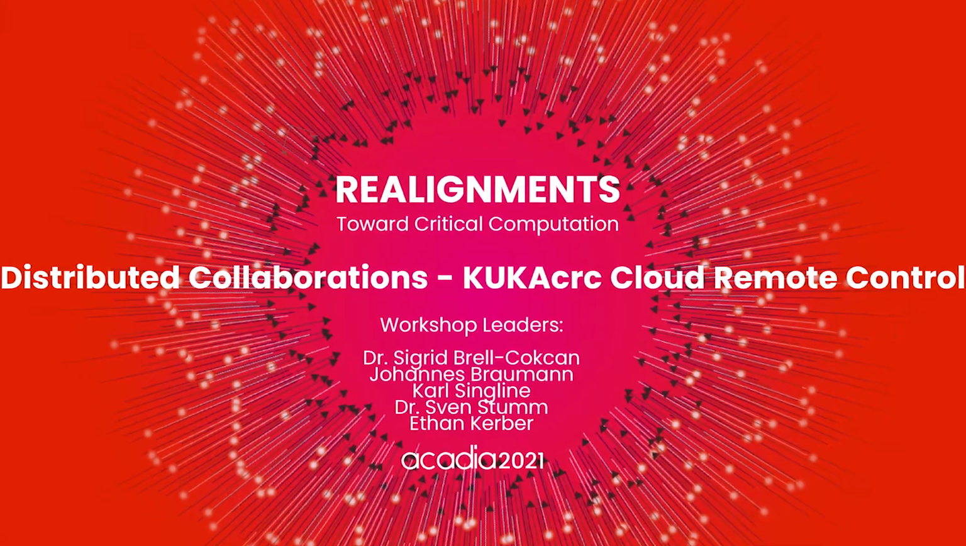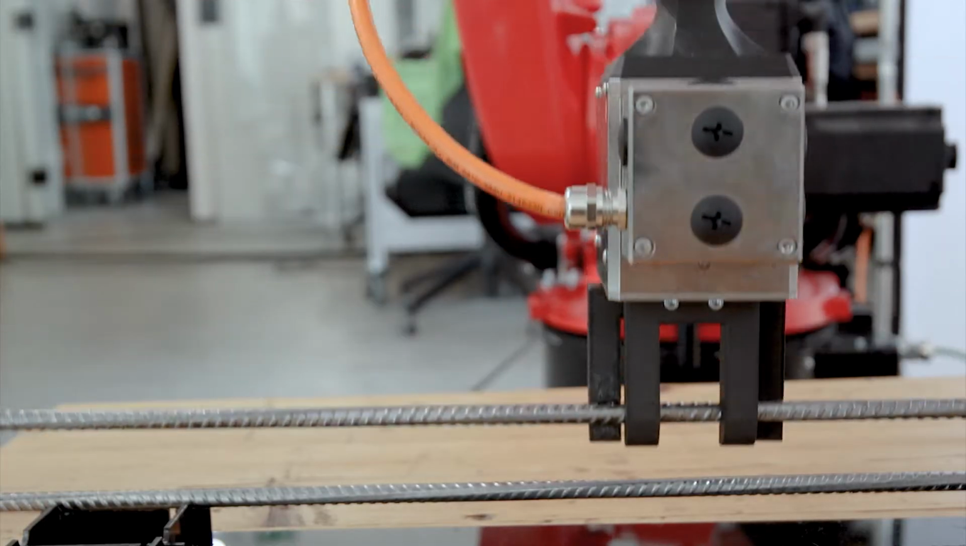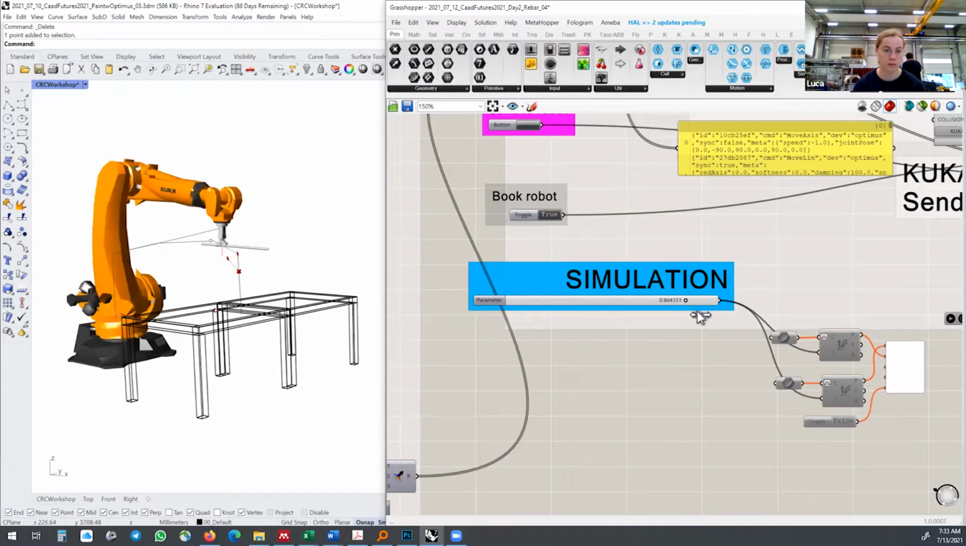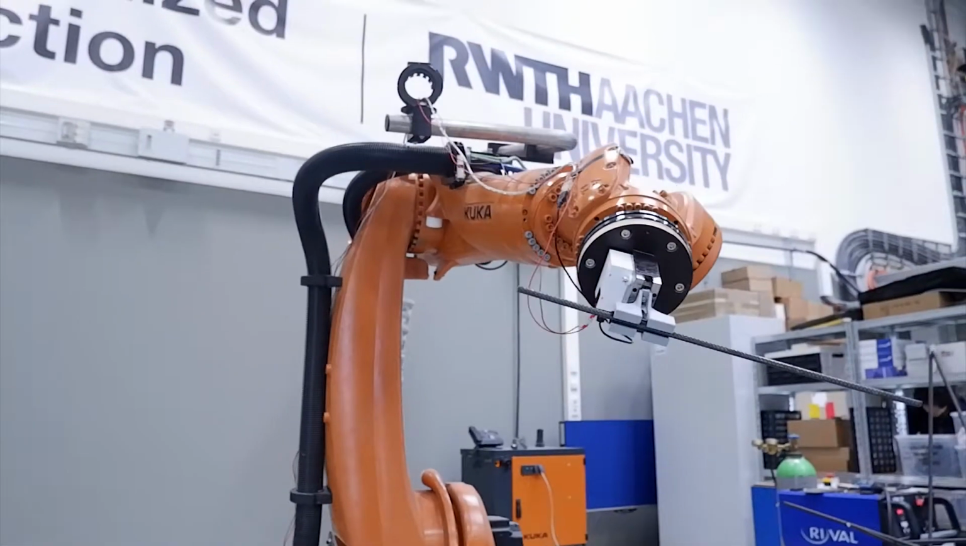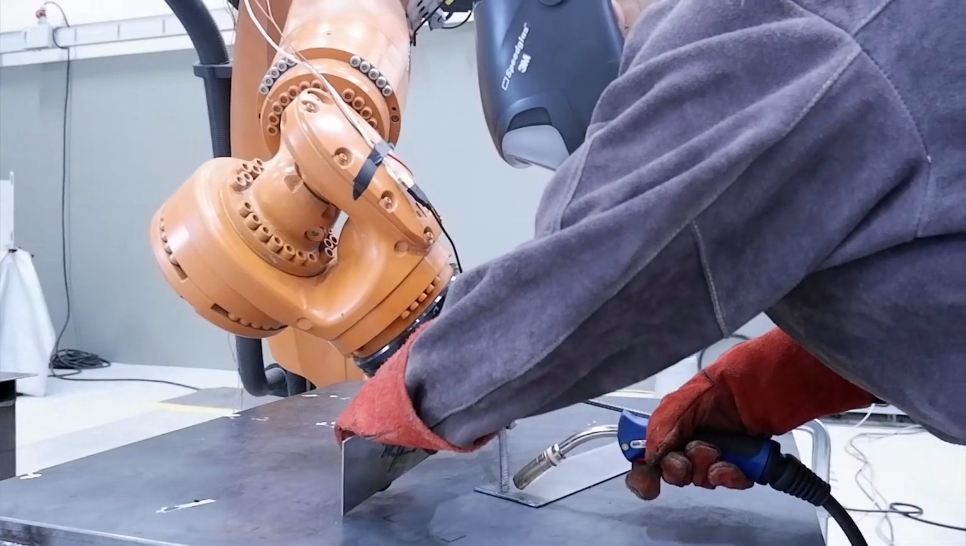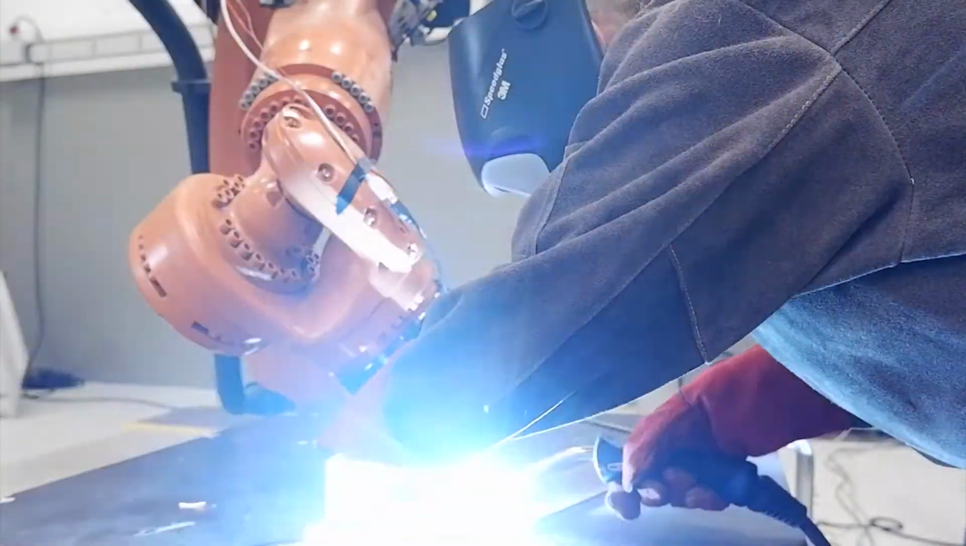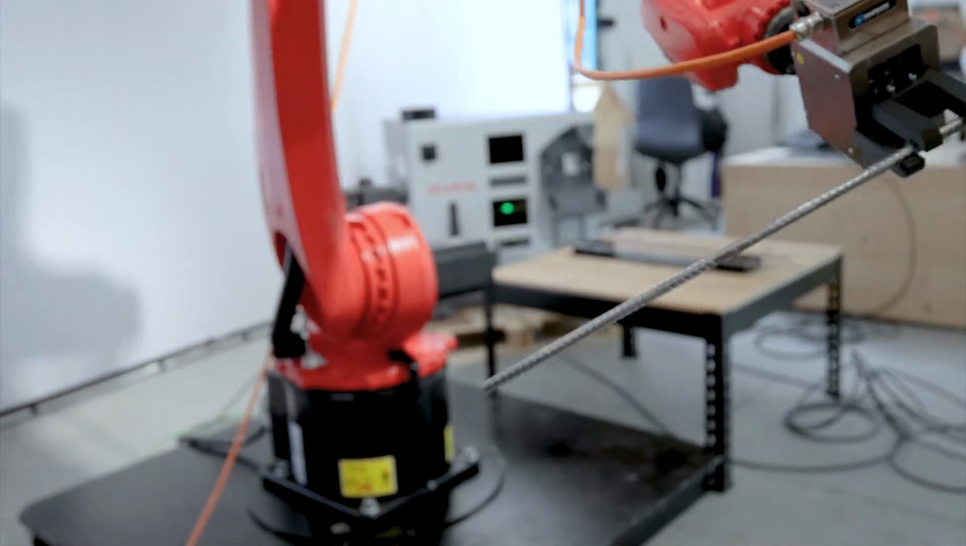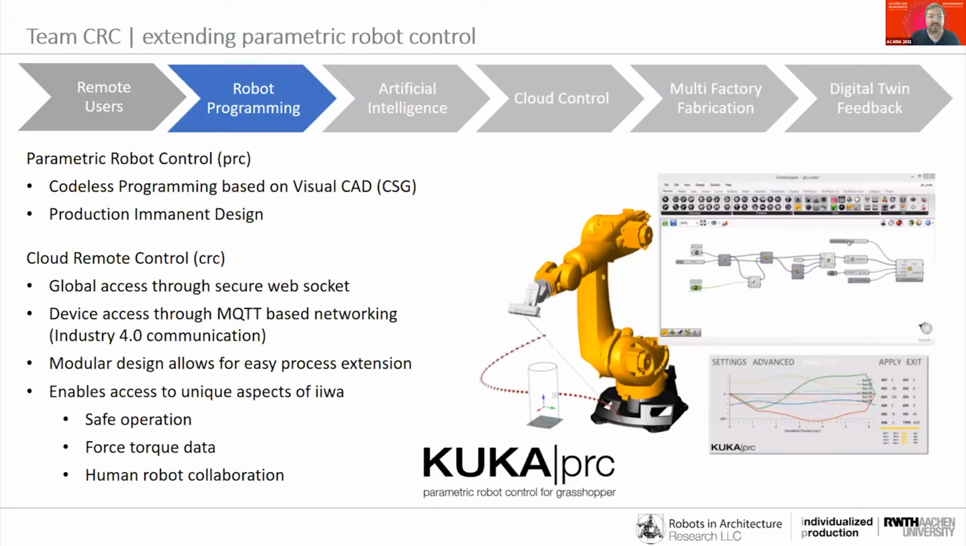Welcome to ACADIA 2020-21. In our workshop, Distributed Collaborations, we're going to use KUKAcrc to connect users from all around the world to two robots, one at the Chair of Individualized Production in Aachen, Germany, and the other at the Chair for Creative Robotics in Linz, Austria.